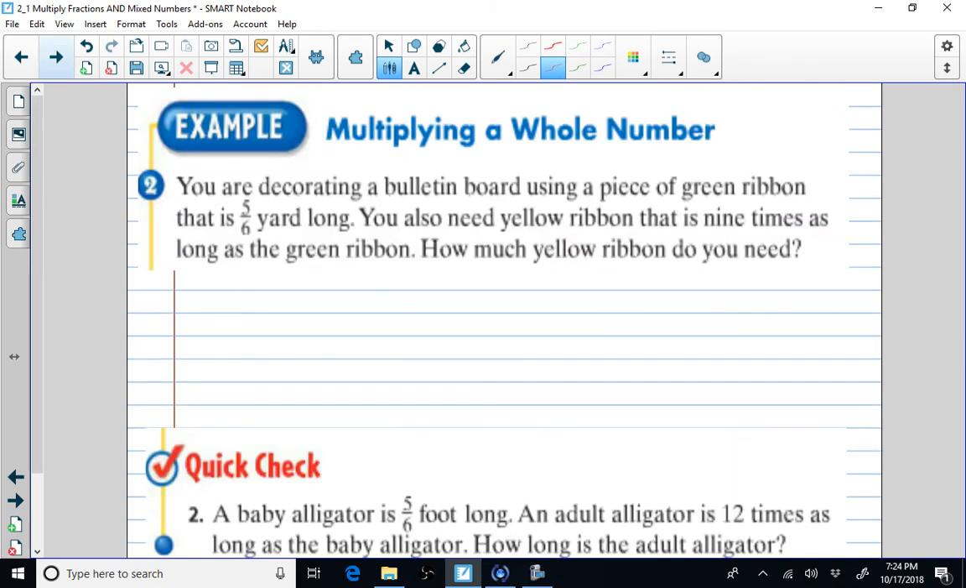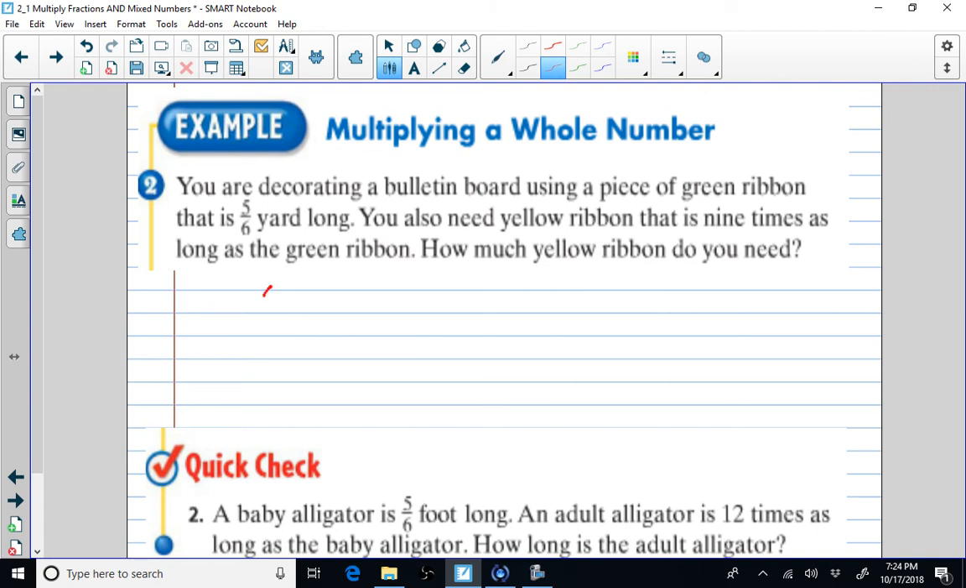Okay. We did some examples where we were multiplying a whole number. All right, here we have a word problem, or a couple of word problems that are going to require us multiplying a fraction by a whole number. You're decorating a bulletin board using a piece of green ribbon that's 5/6 yards long. You also need a yellow ribbon that's 9 times as long as the green ribbon. How much yellow ribbon do you need?